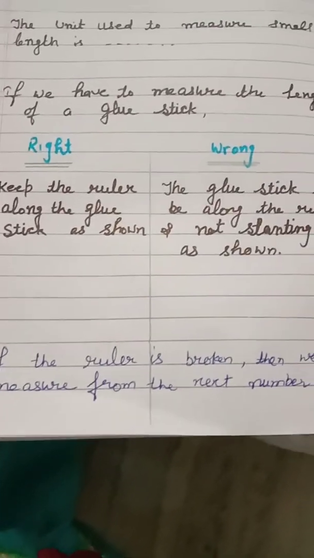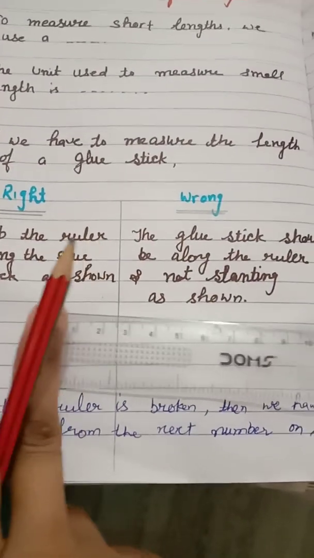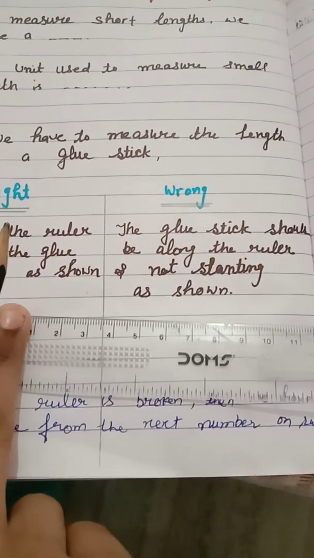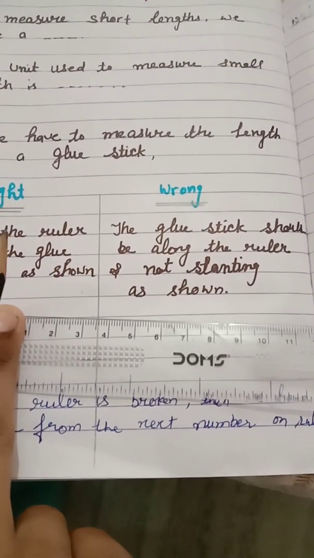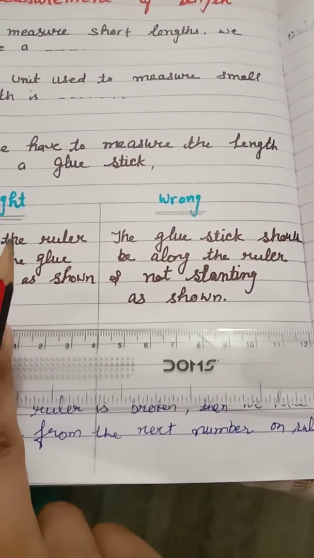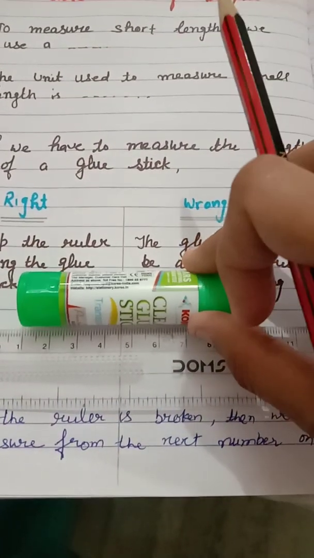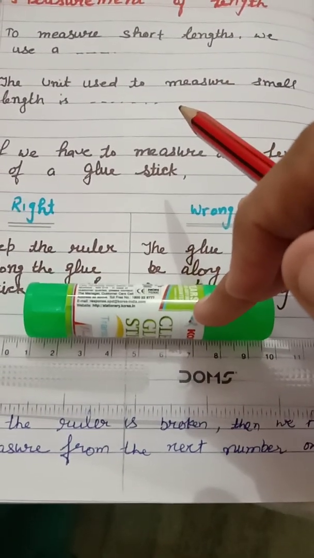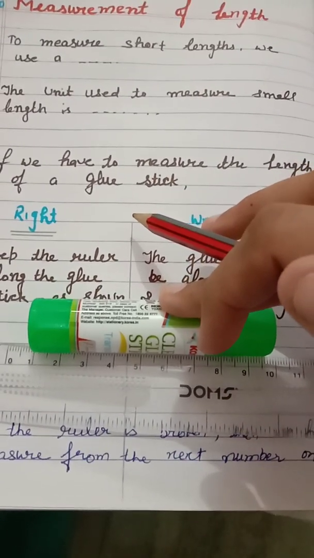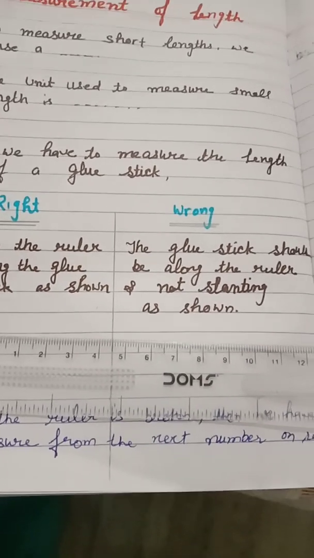Now, if the ruler is broken and it is starting from 1, then we will start from this point and we will subtract 1 from the total length of the object, like this. If we are starting from 1, the length of the glue stick is how much? The length is 10. So we will subtract 10 minus 1. The exact length of the glue stick is 9.